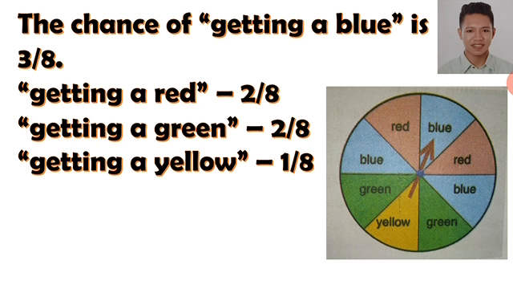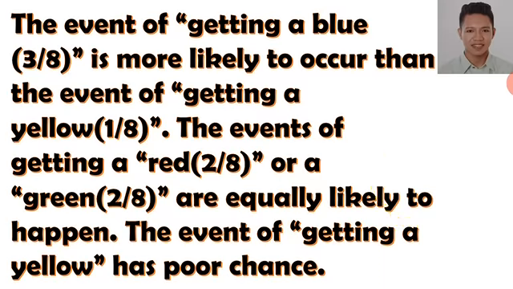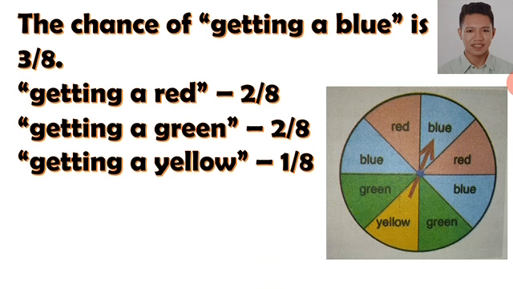Next is getting a red. How many red? 1, 2. So 2, and the denominator is 8 since we have 8 total outcomes. Next is getting a green. How many green? 1, 2. So the numerator is 2 and the denominator is 8 because there are 8 parts in this color wheel, the total number of outcomes. Getting a yellow, we have 1 yellow, so 1 over 8.